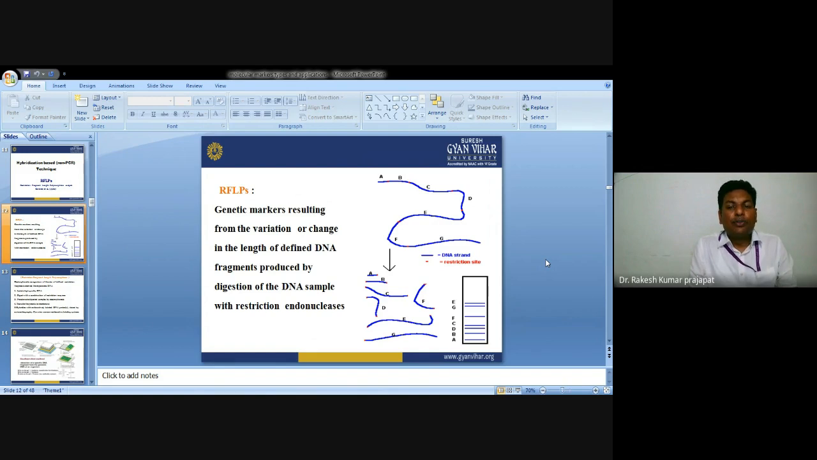Suppose we have a DNA strand here, A, B, C, D. There are different genes. In red, you can see the restriction sites. If we use a particular restriction enzyme and it produces cuts, it will produce fragments of different lengths. So the polymorphism generated by the DNA fragment length is represented by RFLP. RFLP is a genetic marker resulting from variations in the length of defined DNA fragments produced by digestion of the DNA sample with a restriction enzyme.